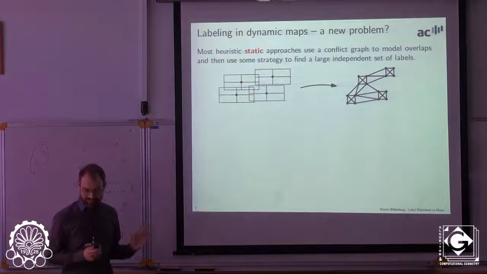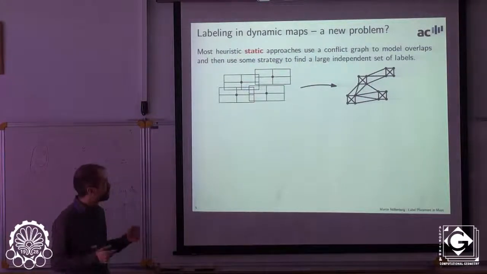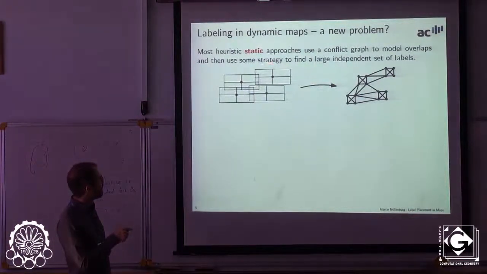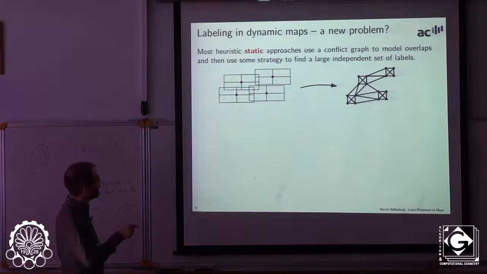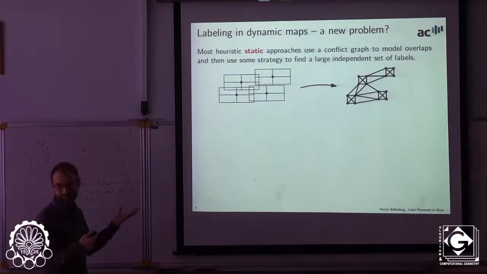So if you look at the static labeling problems, what they usually do is they model this as a conflict graph. So you take, for example, points in the 4-position model. So there are 4 rectangle candidates for each label feature, and you need to choose one. And we want to choose one so that no pair of rectangles intersects. This should be a graph problem that you know very well. It's the independent set problem.